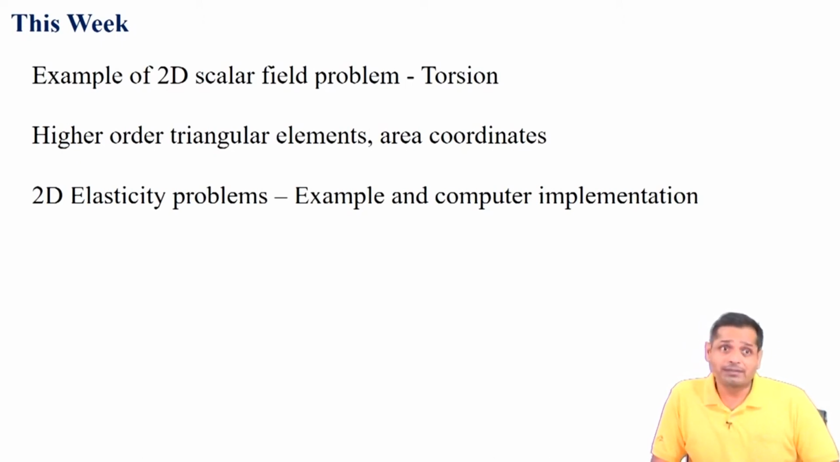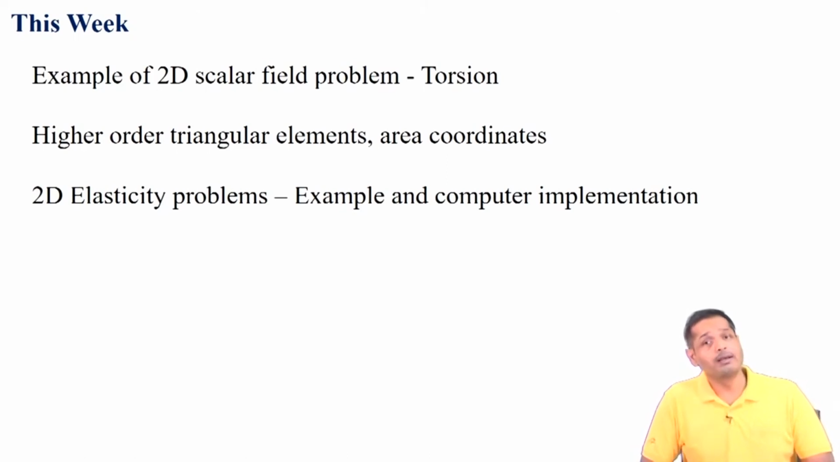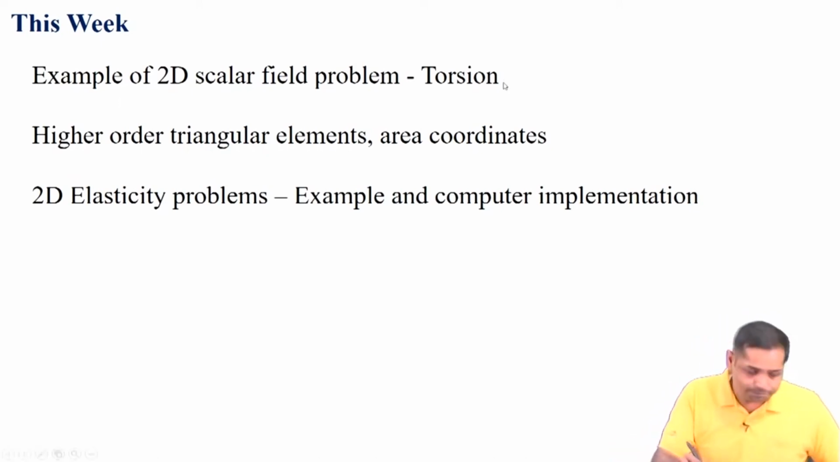But then as far as the discussion on triangular element is concerned, so far we know how to write shape function for three-noded triangle, means constant strain triangle. In this week, we will also see how to write shape functions for higher order triangular elements. We will also see what is the natural coordinates for triangular elements. And then finally, once we have that, we will take some examples of two-dimensional elasticity problem, write a code, and then solve some example. So today let us start with the first one.